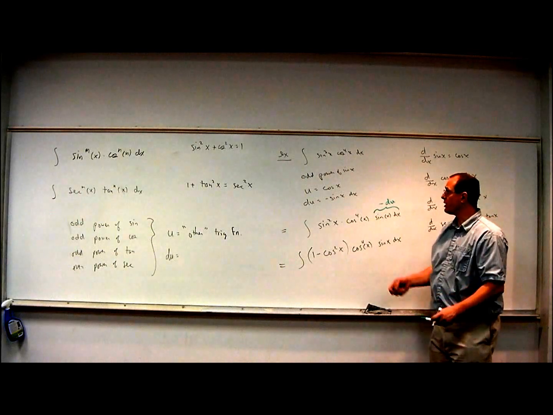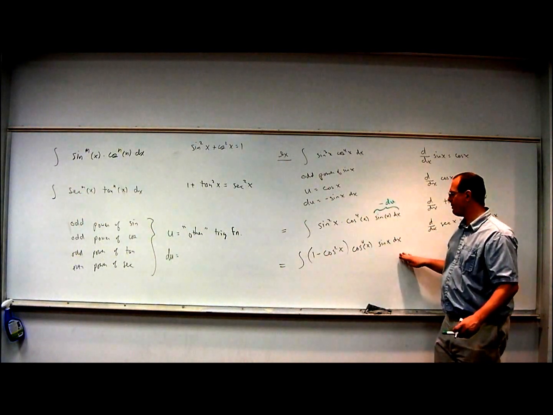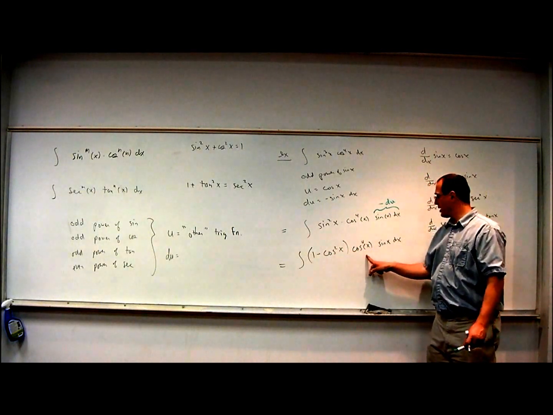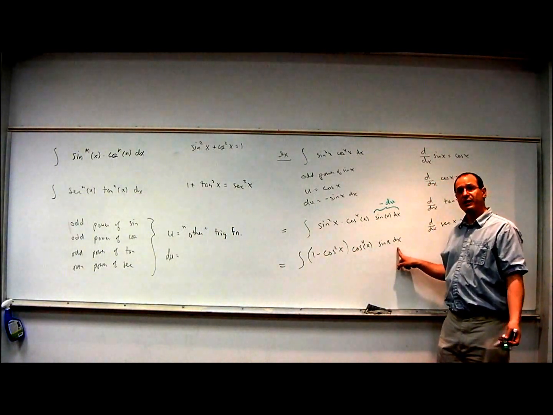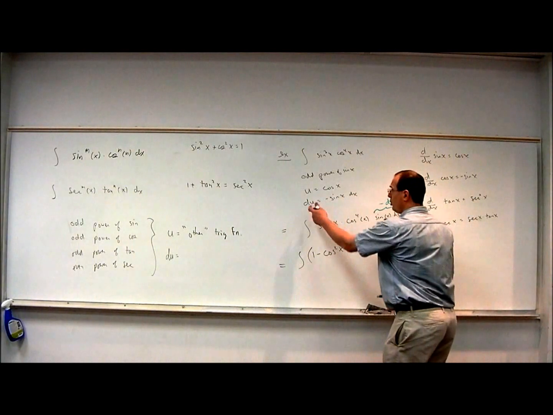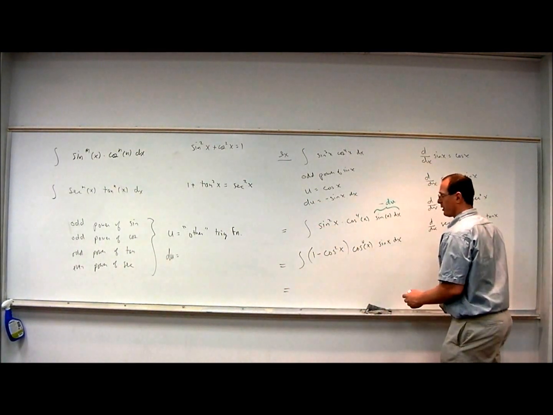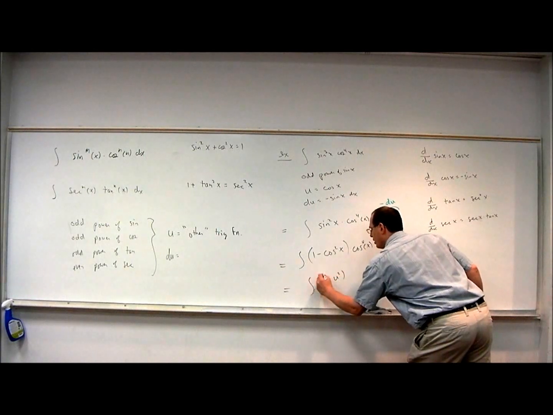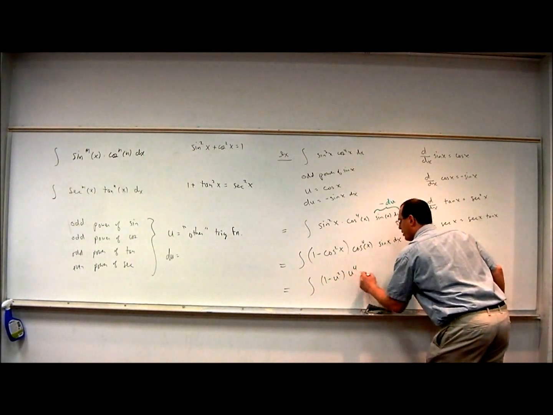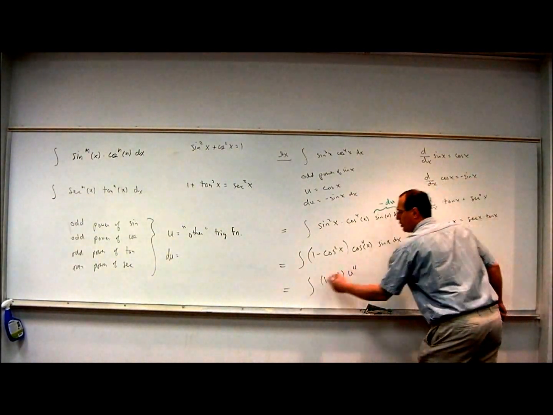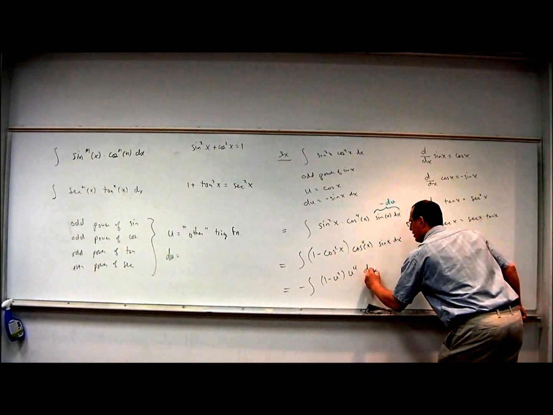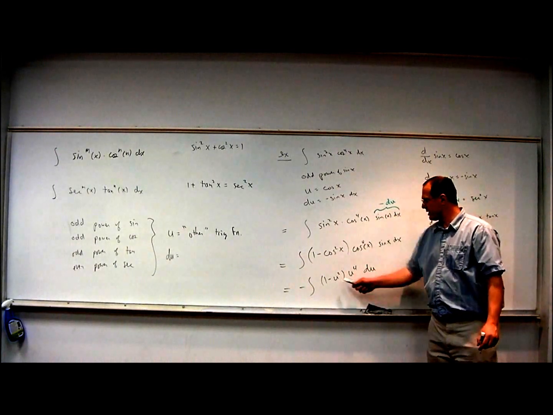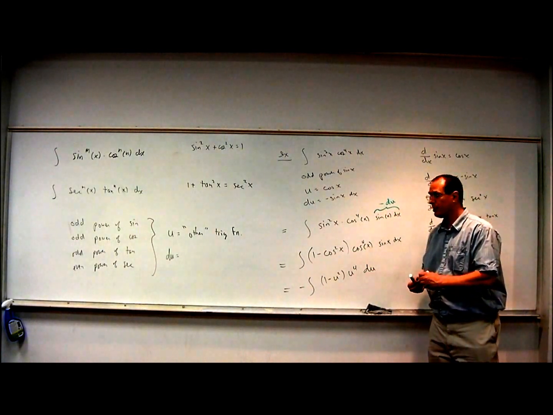Now we have a situation where the u substitution can be implemented. Everything here will turn into u's, and here we have negative du. So we can do the u substitution now. So this is going to be 1 minus u squared times u to the fourth times negative du. I'll put the negative there. And this one is now easy to integrate.